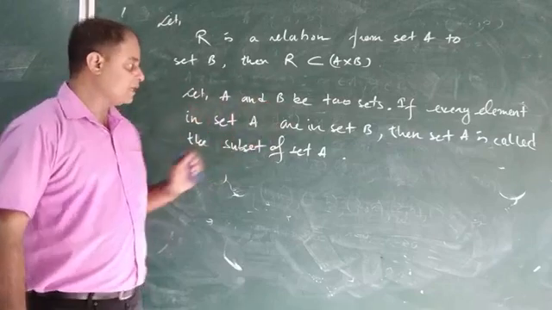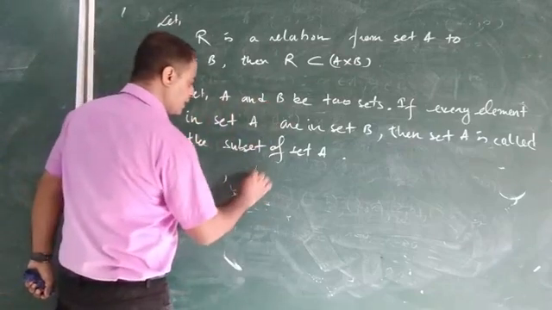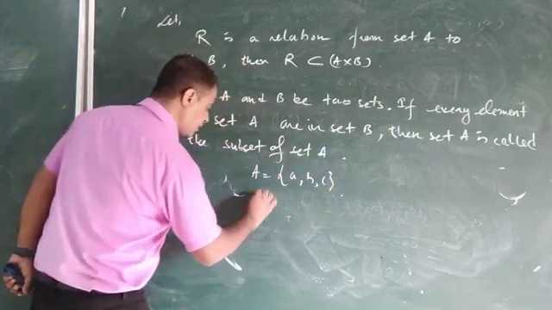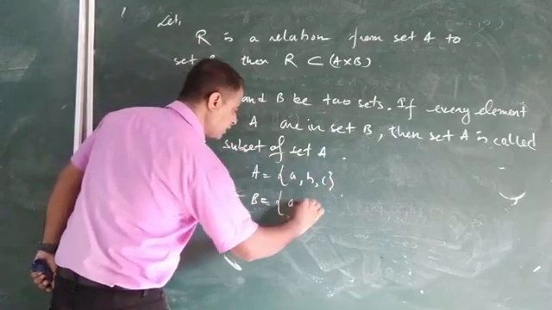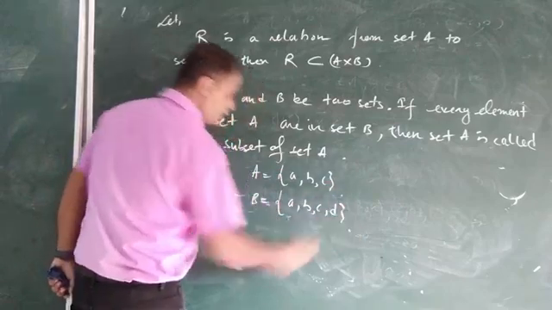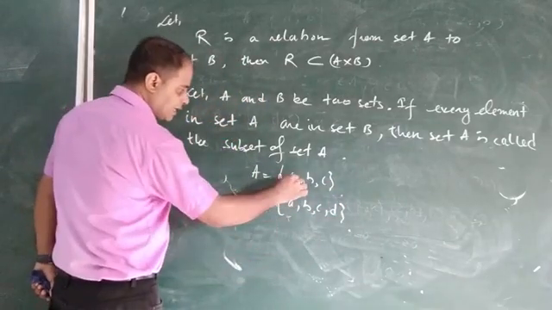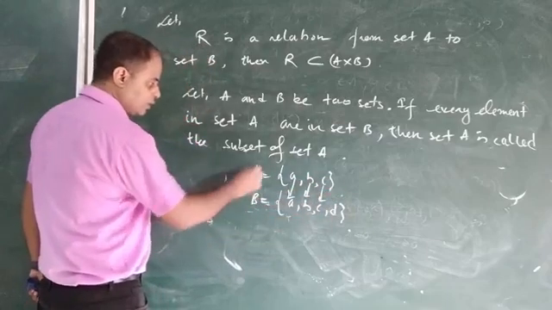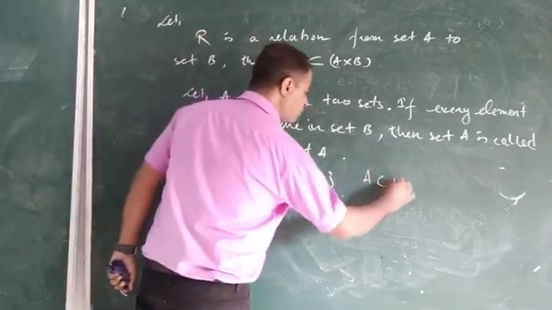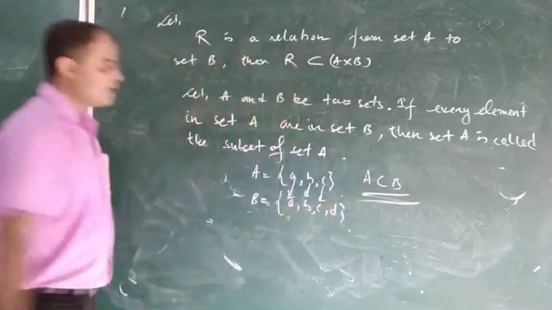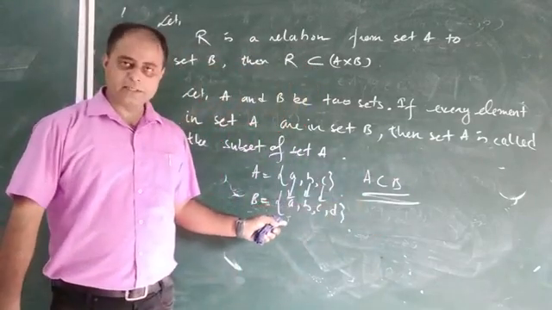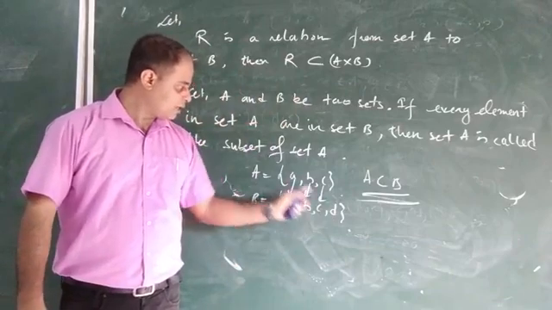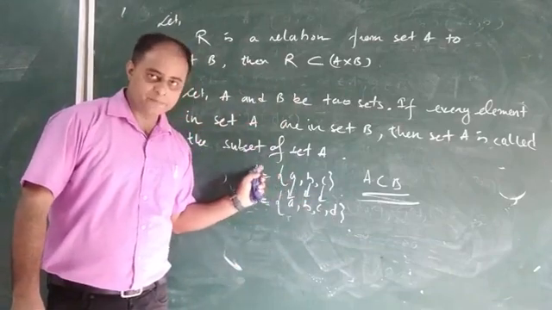For example, say A is {a, b, c}, and B is {a, b, c, d}. We get that a is here, b is here, c is here, right? So A is a subset of B, but B is not a subset of A because here one element, d, is not in A. So A is a subset of B.